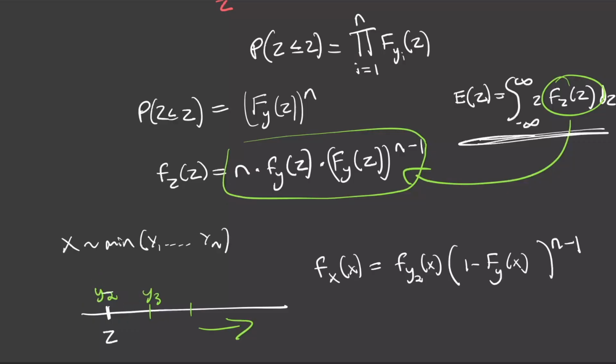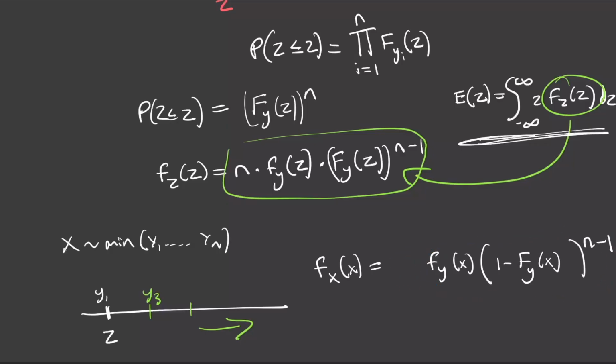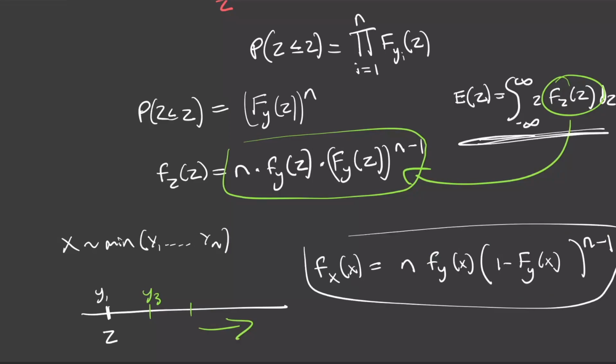So if y1 is instead the minimum, then we're going to get this exact same thing, right? They're all going to be f sub y of x times this, so we have n of them, so we can just multiply this by n, again, because they're independent and identically distributed. So these right here are the general cases.